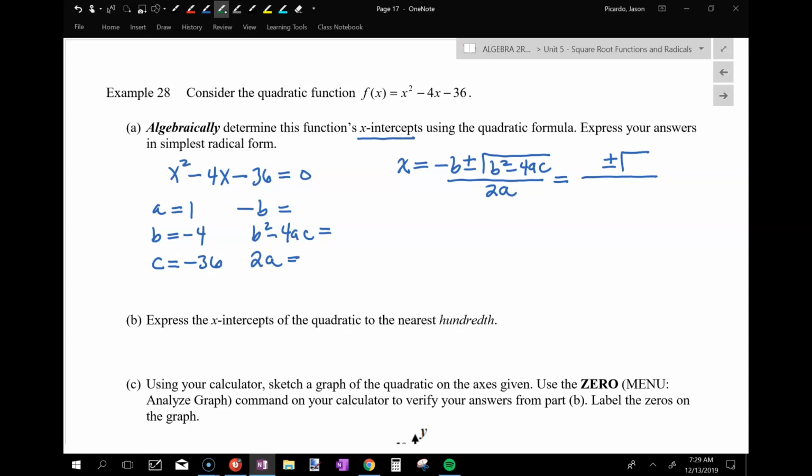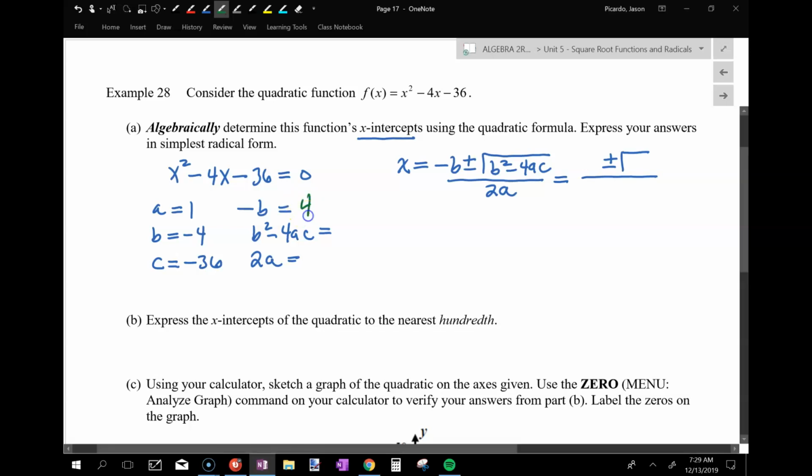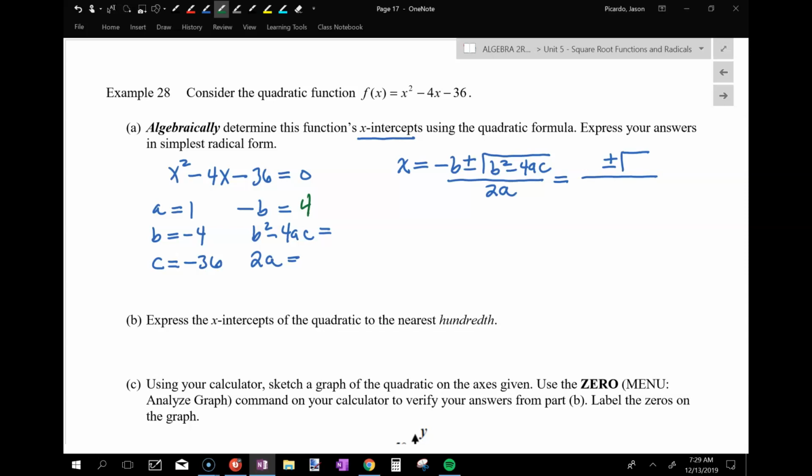All right, so what do you guys got for a negative b? 4? Okay, how about b squared minus 4ac? Say again? Negative 1.8. I don't know where I get them. What did you store in? Did you store in for c? Did you store in negative 36? Oh, that may have been the problem.